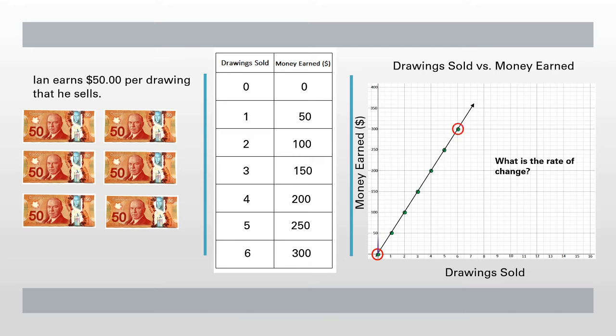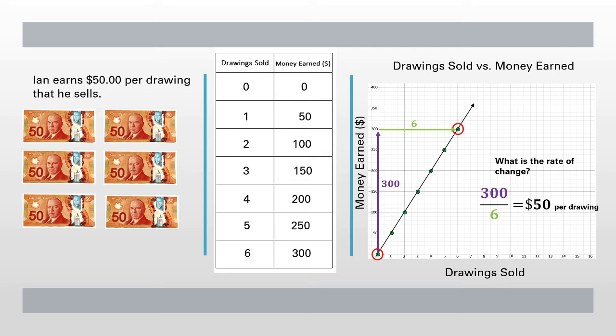And so I can draw my rise. I went from 0 to 300. That's a rise of 300. And I went from 0 to 6. That's a run of 6. I use my formula, which is rise over run, and I get 300 divided by 6. I then get $50 per drawing.